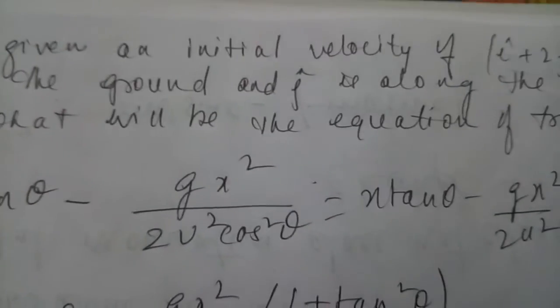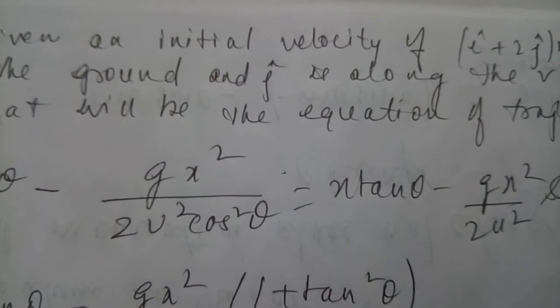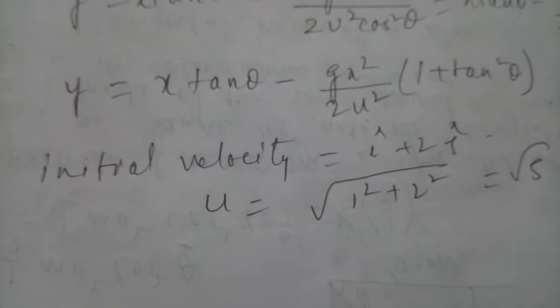Now look back to the question. The initial velocity is i cap plus 2j cap, and we are finding u. What will be the magnitude of u? The magnitude of u will be the square root of 1 square plus 2 square, so this equals root 5 meter per second. That is the value of u we have taken.